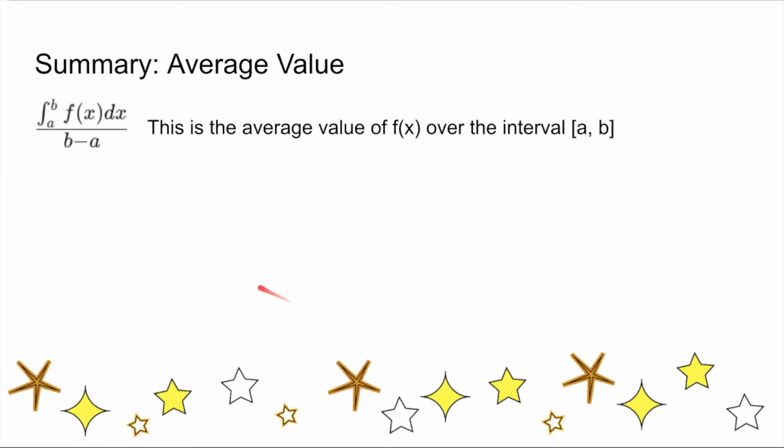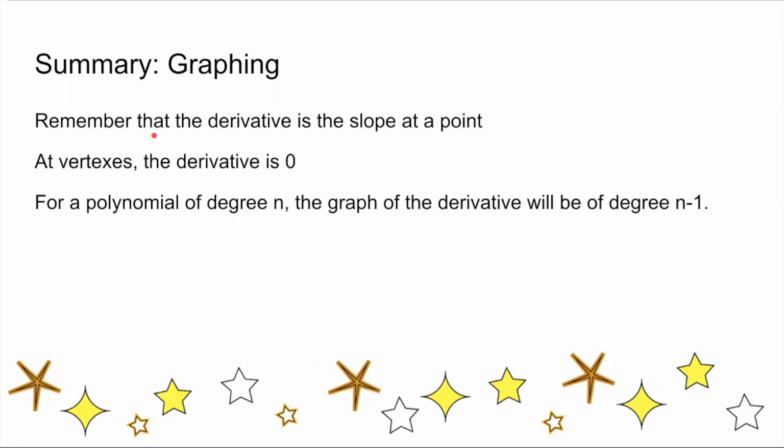So average value, so you just use this formula. Graphing, so these are the key points. The derivative means the slope at a point. At vertexes, the derivative is 0. And for a polynomial of degree n, the graph of the derivative will be of degree n minus 1.